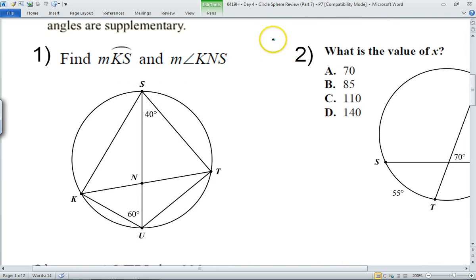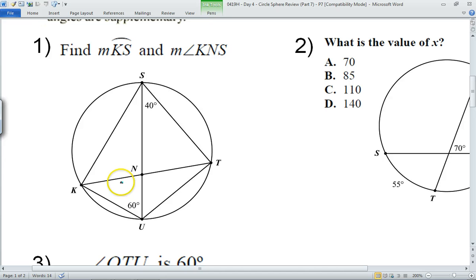Okay, look at problem number 1. Looking at the 60 down here. With an eye on that 60, you should be able to immediately tell me what the measure of this arc is going to be. 90. It's not going to be 90. About 3. It's 120 actually. Arc KS is going to be 120. Okay? I'm afraid that you guys don't see it.